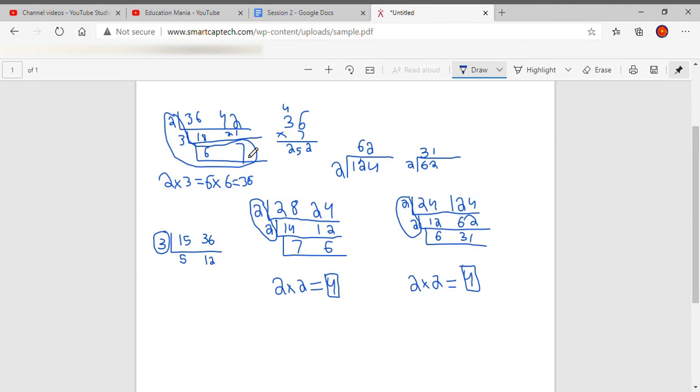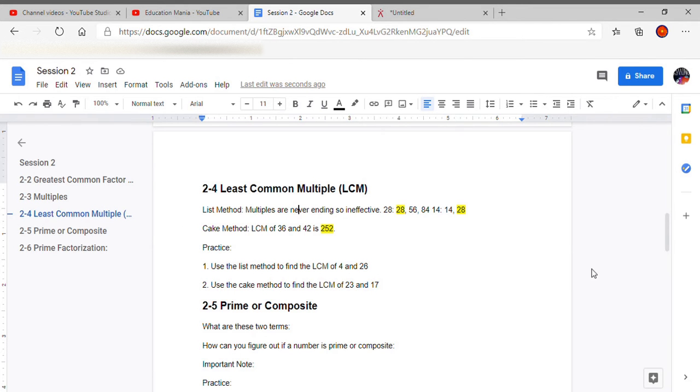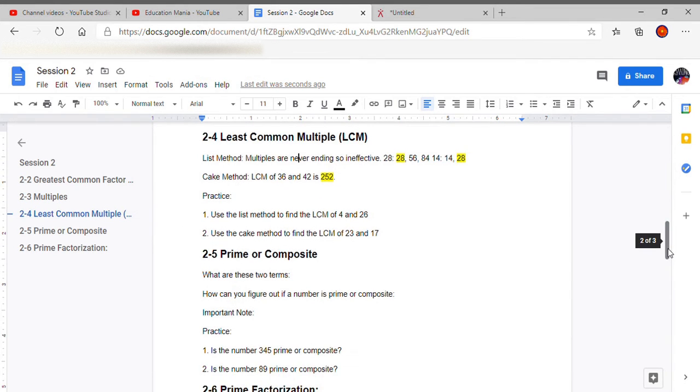So as you can see, the cake method is so much better. Like if you would have such big numbers, just use the cake method, even though it's long multiplication. So much better than having to list maybe even 1,000 multiples. Now, let's go on to practice. So you can pause the video once again and do these 2 practice problems.